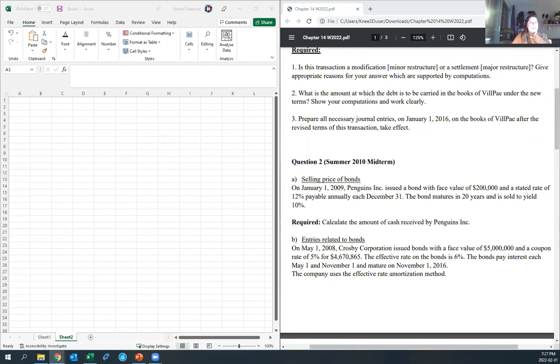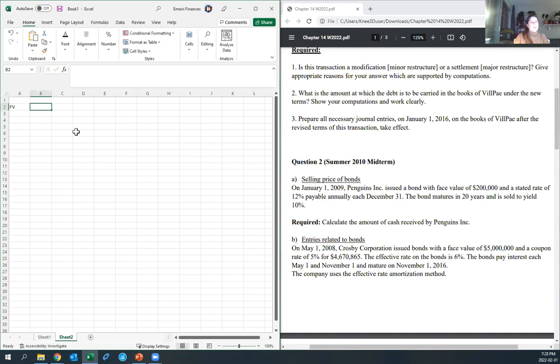So for question 2, it's kind of like 3 little situations broken down in 3 questions. So first, you're going to have to find the selling price of the bonds. So on January 1st, 2009, Penguins Inc. issued a bond with a face value of 200,000 and a stated rate of 12% payable annually each December 31st. The bond matures in 20 years and is sold to yield 10%. Calculate the amount of cash received by Penguins Inc. So you calculate the present value of the situation here.